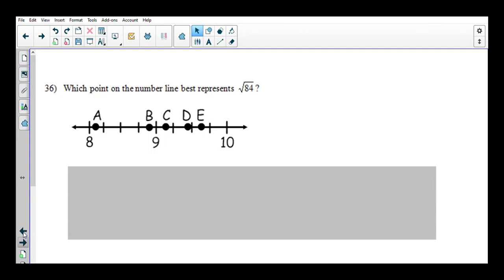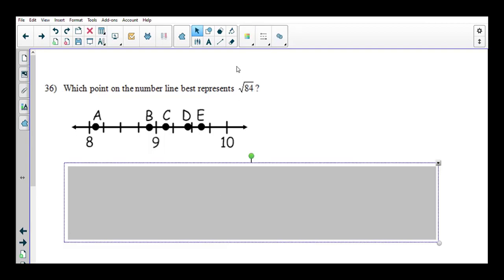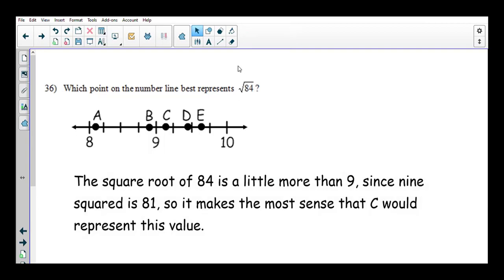But 84 is pretty close to 81. So I know that it should actually be pretty close to 9. The closest point that is close to 9 but is above 9 and between 9 and 10 would be point C. So what I said here was the square root of 84 is a little more than 9 since 9 squared is 81. So it makes the most sense that C would represent this value.